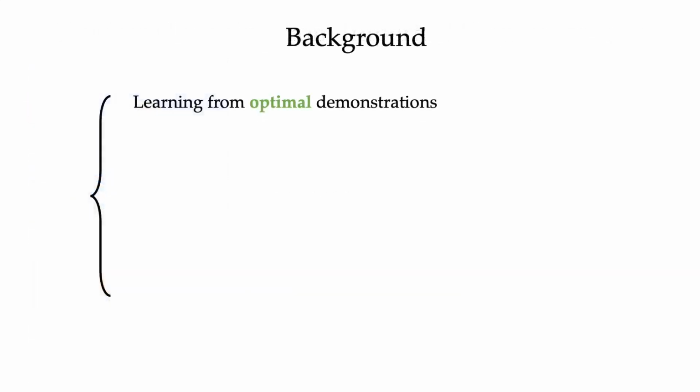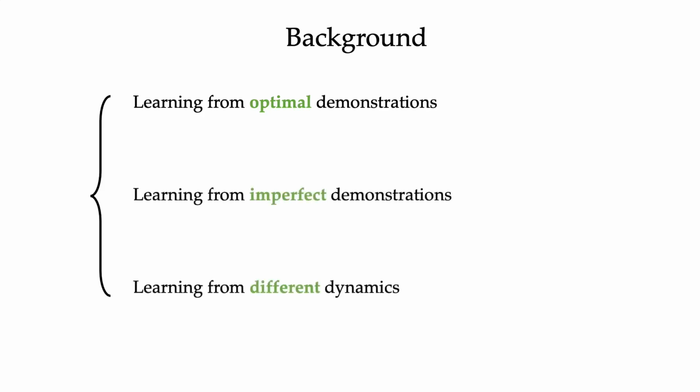To start, let me first discuss 3 core imitation learning results. I will first introduce generative adversarial imitation learning, known as GAIL, as one possible way of learning from optimal demonstrations. I will then introduce 2 works for learning from non-optimal demonstrations, including both imperfect demonstrations and different dynamics.